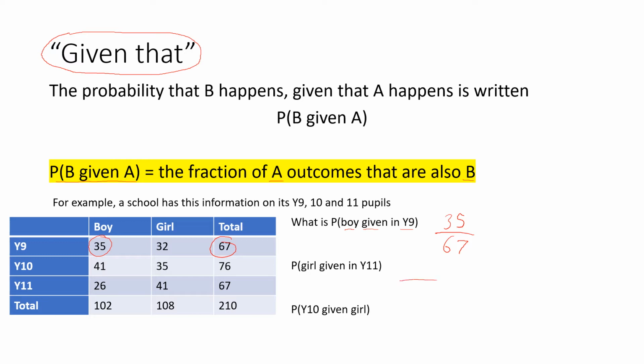Do the same sort of thing here. Probability that you're a girl, given you're in year 11. Well, there are, again, 67 year 11s, and 41 of them are girls, so it's 41 out of 67. And lastly, what's the probability you're in year 10, given you're a girl? Here we're going to look at a different total now. Given that we're a girl, there are 108 girls, and the probability you're in year 10, given you're a girl, is 35 out of 108. So it's just a case of looking up the numbers and putting them as fractions of each other.